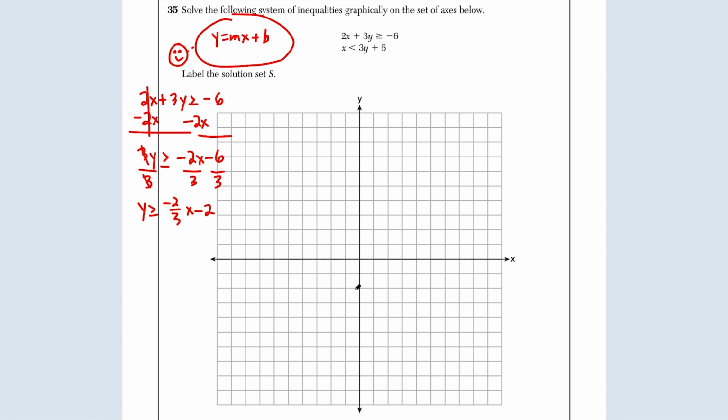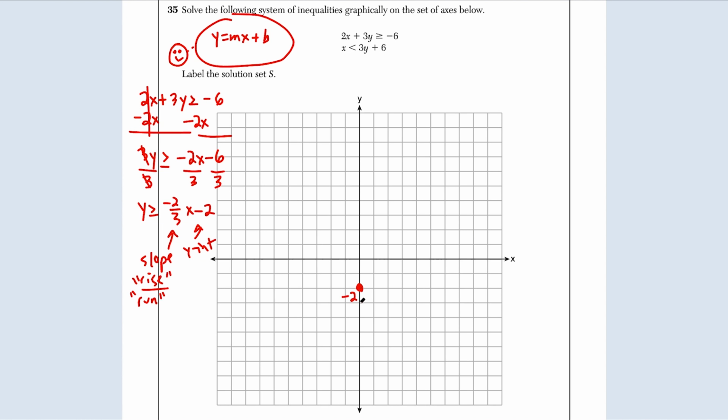So that tells me to start at negative 2 over here. So we're starting at negative 2. That's our y-intercept. And then our slope is negative 2/3. So that tells us how to get from one point to the next. So we're going to go down 2 and to the right 3, because the slope tells you the rise over the run. So let's go ahead and put this in quotes here. We have the rise over the run.